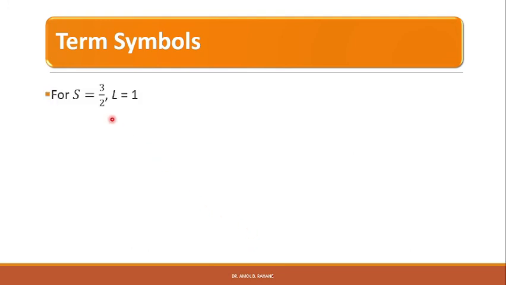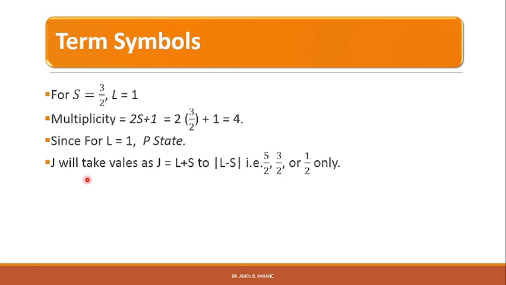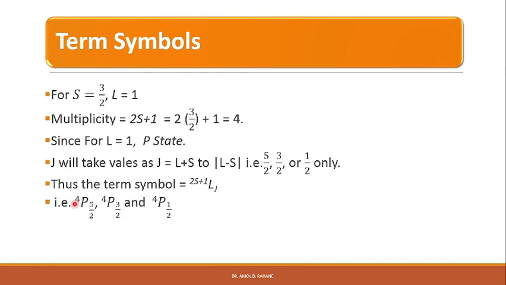Now for S is equal to 3 by 2, L is equal to 1, multiplicity we can write 2S plus 1 is equal to 2 into 3 by 2 plus 1 is equal to 4. Since for L is equal to 1, we have P state, therefore we can calculate the J values as 5 by 2, 3 by 2 or 1 half only. That means we get only three values of J. Thus the term symbol we can write 2S plus 1, L, J, which is equal to quartet P 5 halves, quartet P 3 halves and quartet P 1 half respectively.